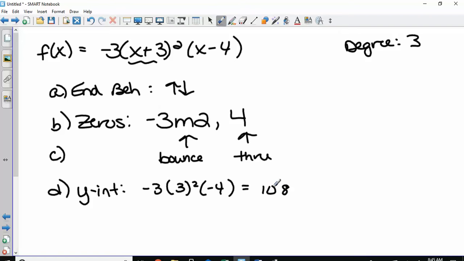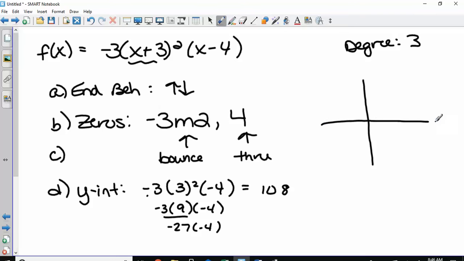Is that right? Was it? I got confused. 108. Because wouldn't that be a times four, negative 28? Yeah, it's 108. Because you have a -3 times a -4, which makes it opposite. So this is like -3 times 9 times -4. Multiply those, that's -27 times -4. Oh, got you.